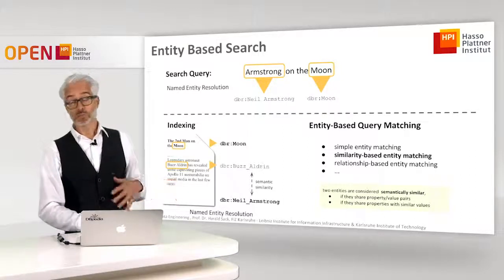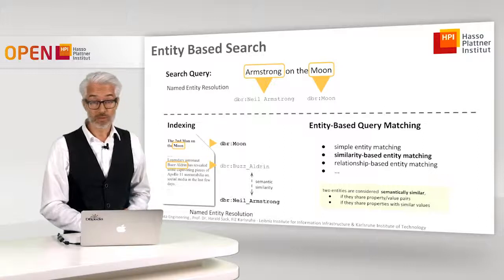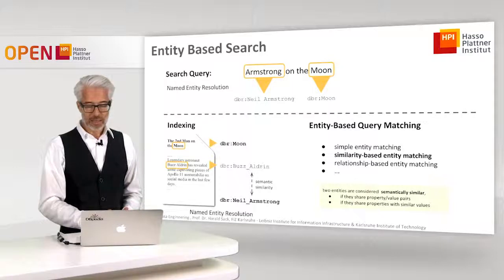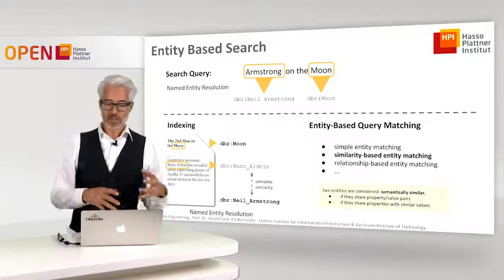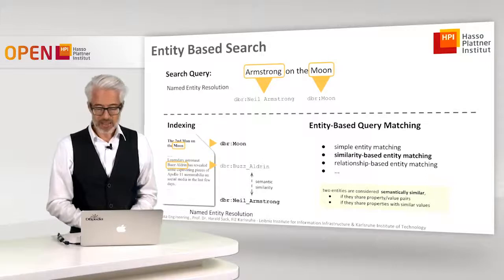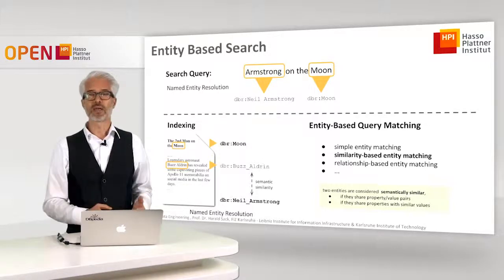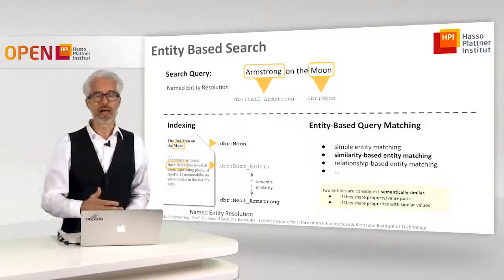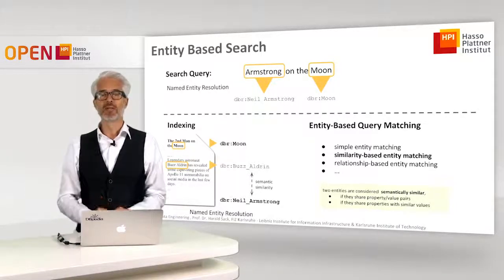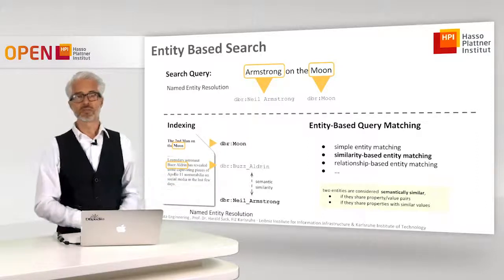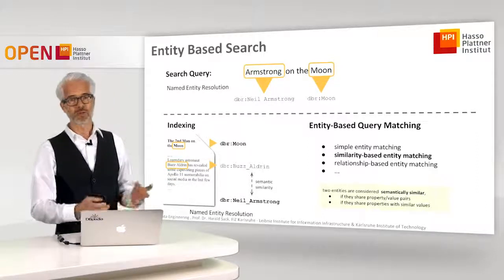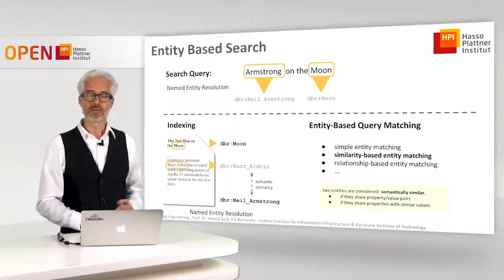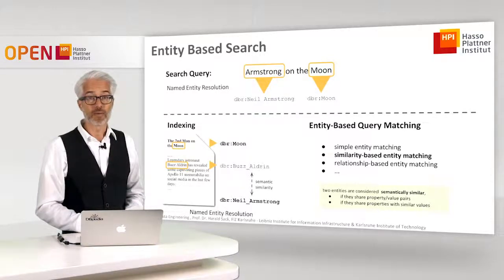Of course it will not necessarily be among the top ranked results, it will be lower ranked, but it will be found simply because of that similarity, which means two entities are usually considered semantically similar if they share property value pairs or if they share properties with similar values. Buzz Aldrin and Neil Armstrong share many similar property value pairs. Both of them were on the moon, both of them were members of Apollo 7, and so on. This is the reason why these two entities are considered similar.